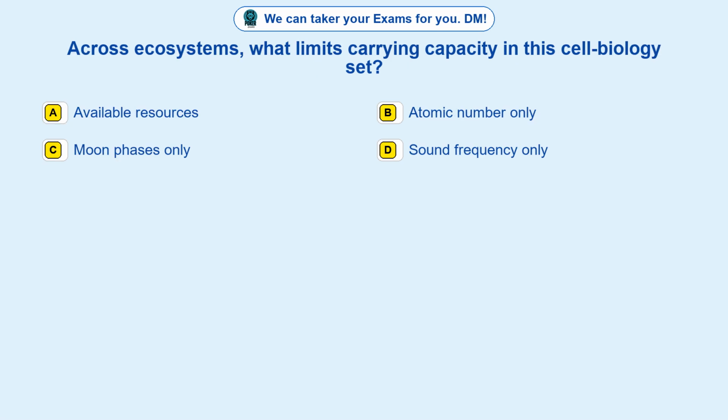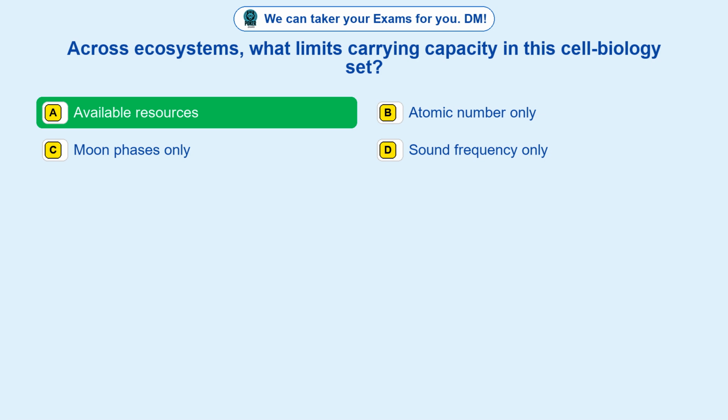Question 29. Across ecosystems, what limits carrying capacity in this cell biology set? Option A, available resources. Option B, atomic number only. Option C, moon phases only. Option D, sound frequency only. The correct answer is option A, available resources.